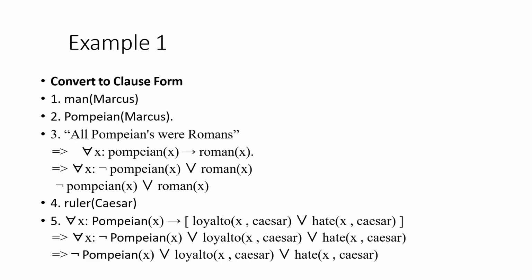Next, the second step of resolution is we have to convert it into closed form. So the first one, man Marcus, there is no change. Pompeian Marcus also, there is no need to change anything. And the third one, all Pompeians were Romans. So we will see how we can convert it into closed form. For all x, P implies Q means there is a rule we already discussed. If it is P implies Q, then how will we convert it?